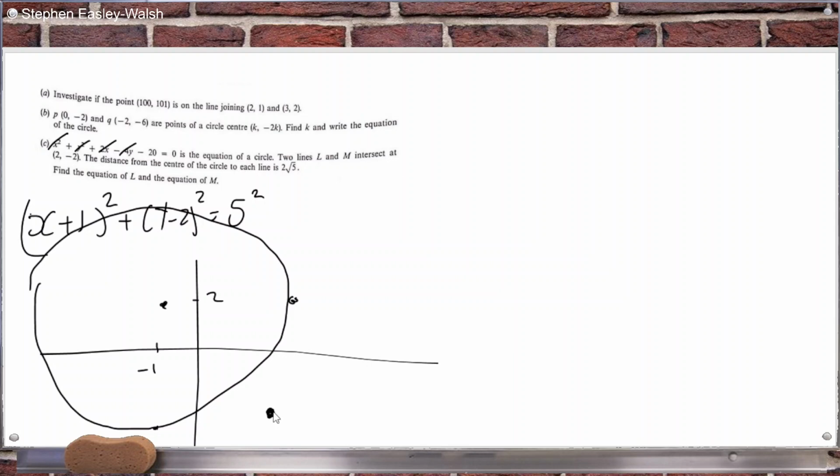The distance from the center of the circle to each line is 2 root 5. Find the equation of L and M. So you've got a line here and another line here. And the distance, so it's a perpendicular distance one, I think.